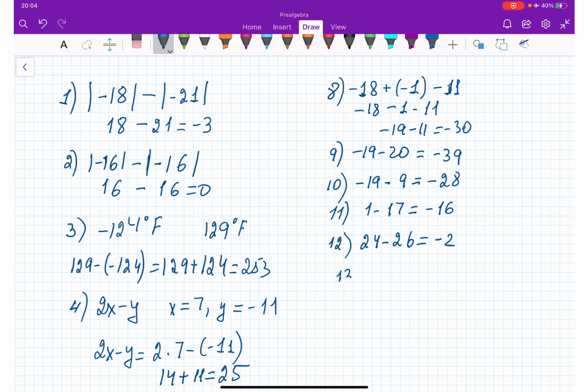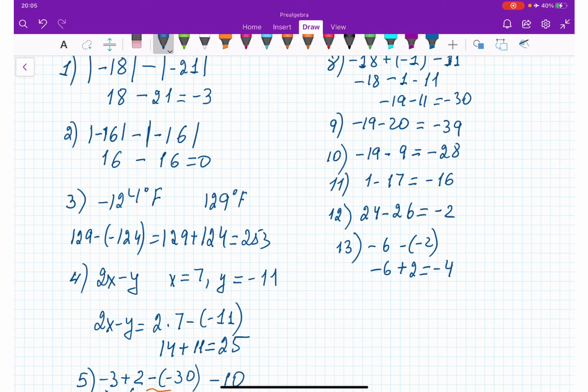Number 13, negative 6 minus negative 2. Okay, here we have to open parentheses because it was negative, and in front of the parentheses there's a negative. We flip the sign within the parentheses, it's going to become positive 2, and the answer is negative 4. Positive, negative, we subtract, and we use the sign of the bigger number. And the last one, number 14, we have 14 minus 25 is equal to negative 11.